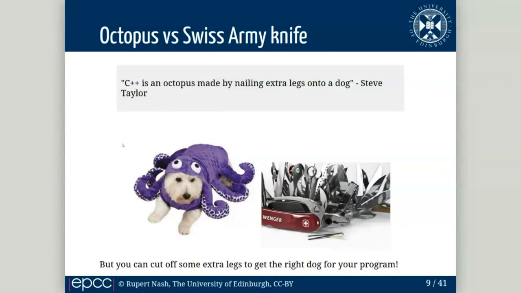So as it says here, C++ is an octopus made by nailing extra legs onto a dog. And we have a picture there of an octodog. I think this is quite true. We've got a lot of flexibility, we've got a lot of capability, but it's built upon the underlying C programming language. But as it says, you can cut off some of these extra legs to get the right dog for your program. What it's about is constraining some of the capabilities of C++ to actually help you design and build your software.